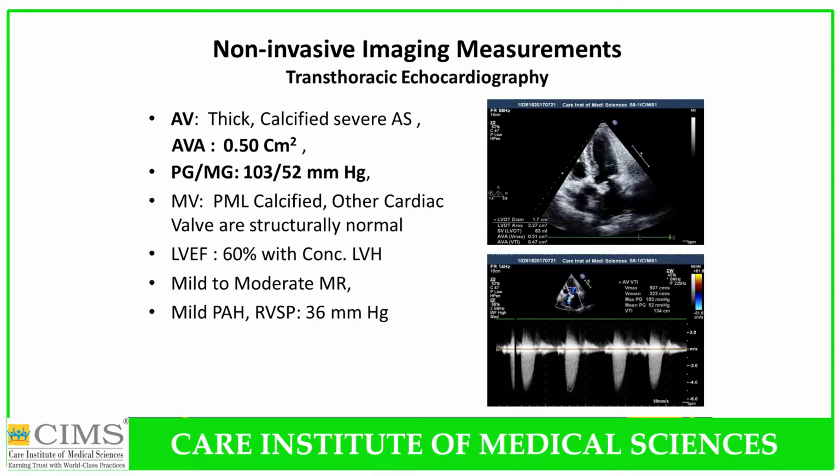Non-invasive imaging measurements were done which showed the thick calcific aortic stenosis with aortic valve area of 0.50 centimeter square and a pressure gradient peak of 103 millimeter mercury and a mean gradient of 52 millimeter mercury. Mitral valve is calcified but open, and other valves were structurally normal. LV ejection fraction 60% with concentric LVH, and there is mild to moderate mitral regurgitation with mild PAH of 36 millimeter mercury.